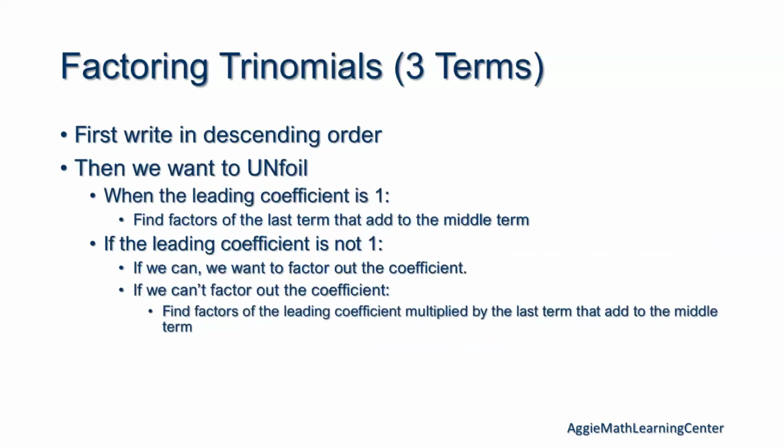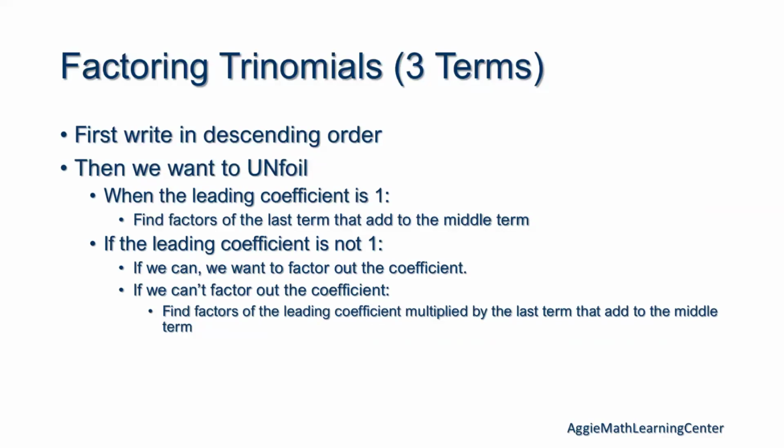Okay, so factoring trinomials, when they have 3 terms, that's what trinomials means, just a fancy way to say that. First write it in descending order and then you'll unfoil it. When the leading coefficient is 1, you find the factors of the last term that add to the middle term. If the leading coefficient is not 1, you can factor out the coefficient, but if you can't, then you'll have to find factors of the leading coefficient multiplied by the last term that add to the middle term.